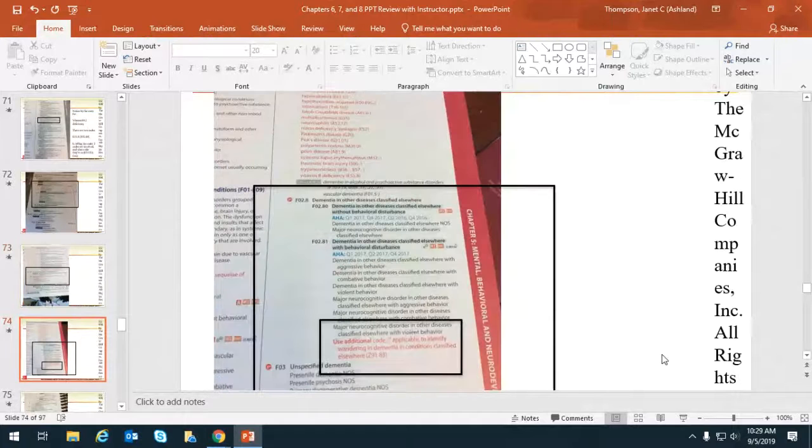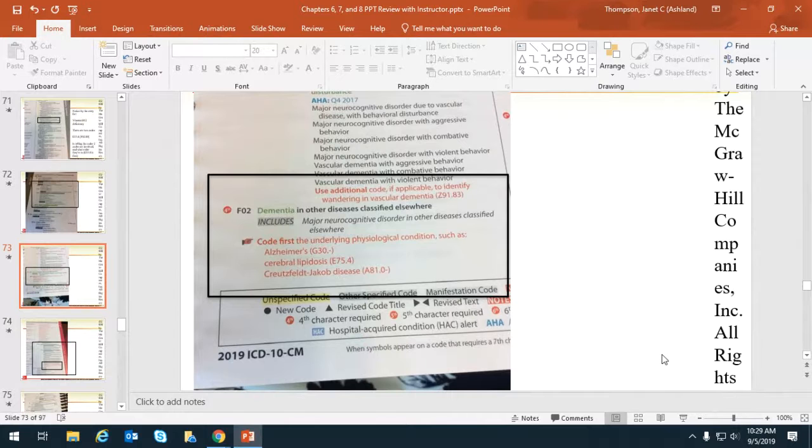At F02, we do have a code first notation of the physiological condition, such as Alzheimer's, very common to have manifestation of dementia, but ours was B12, so we do have that listed in the first. It's going to be our first, so we are following this notation.